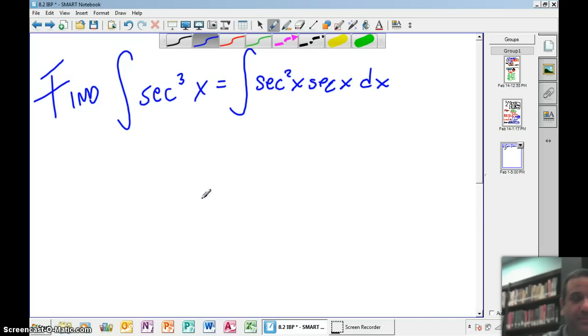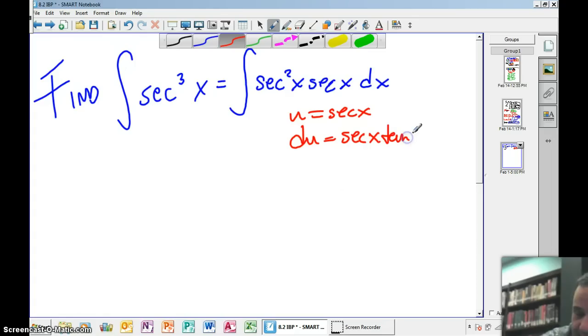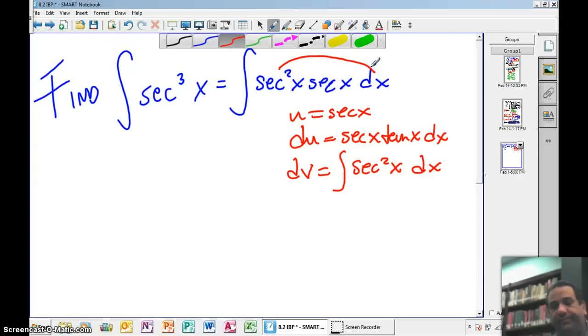Alright, this is secant cubed. And that's equal to secant squared times secant. I don't know if you'd think about doing it like that. Maybe you would, maybe you wouldn't. But now I'm going to set u equal to secant of x. Therefore, du is secant x tangent x dx. dv turns into the integral of secant squared x dx. So this is my dv, if you will.